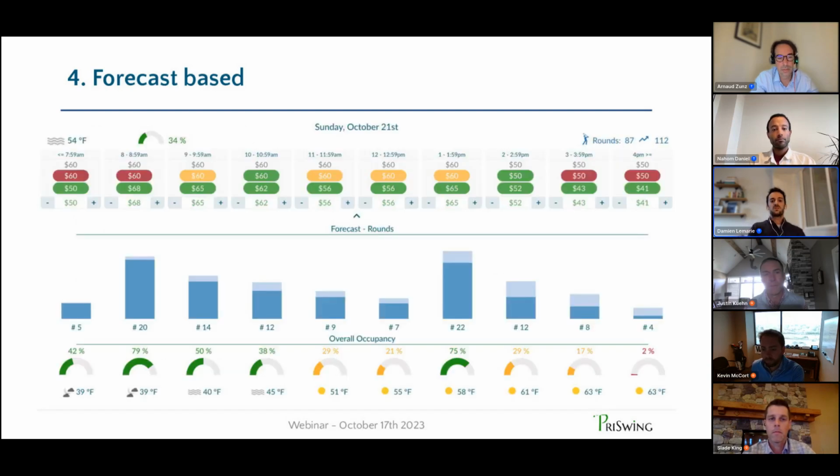Here is just a screenshot of our application. This is what we do with Priswing. We try to anticipate and forecast the demand per date, per slot, based on those factors: the months, seasons, day of week, weather forecast, and current rounds booked, current occupancy rate. For example, on the top right here, you can see number of rounds 87. That's the currently booked rounds in your tee sheet, and at the end 112. That's what you can expect at the end. And based on those forecasts, we recommend the best price to use.